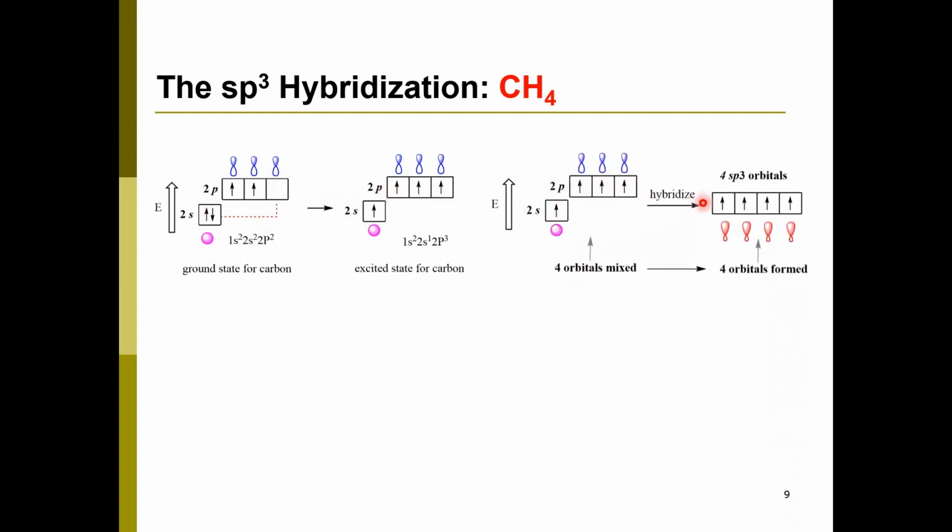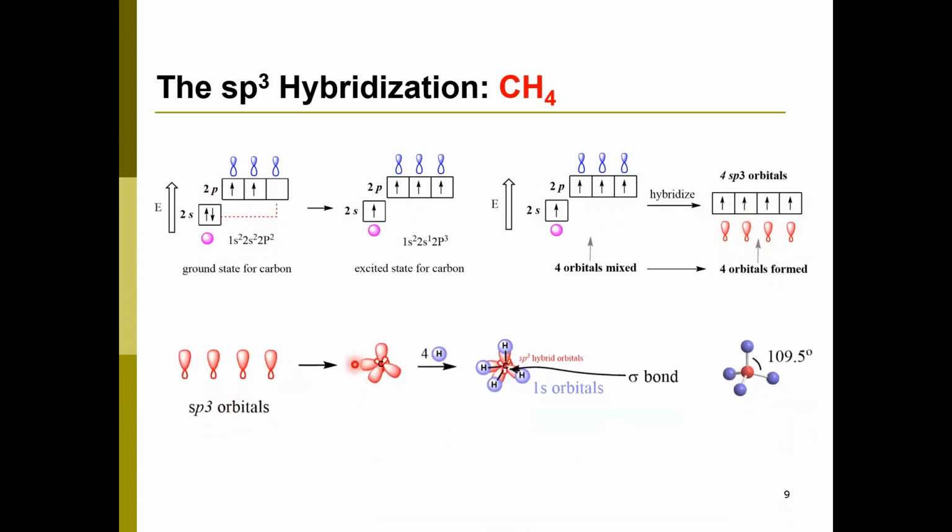Now if we mix them together, we will get an average energy in between the 2p and 2s for four identical hybrid orbitals. Now, we get this tetrahedral hybridized carbon atom, and then we add four hydrogen atoms combined with this to form the sp3 CH4 molecule, and these are sigma bonds, and the bond angle will be 109.5 degrees. Thus, we can explain the bond angles in many compounds very nicely.